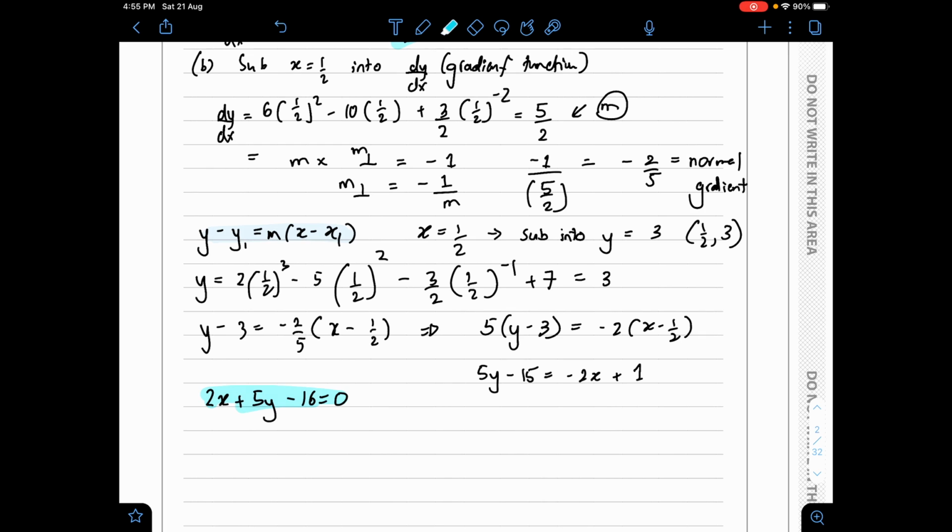So what are the marks? You get 1 mark for this. This is our A1 mark. 1 mark for using this equation over here. So that's the second mark. And you get a third mark.